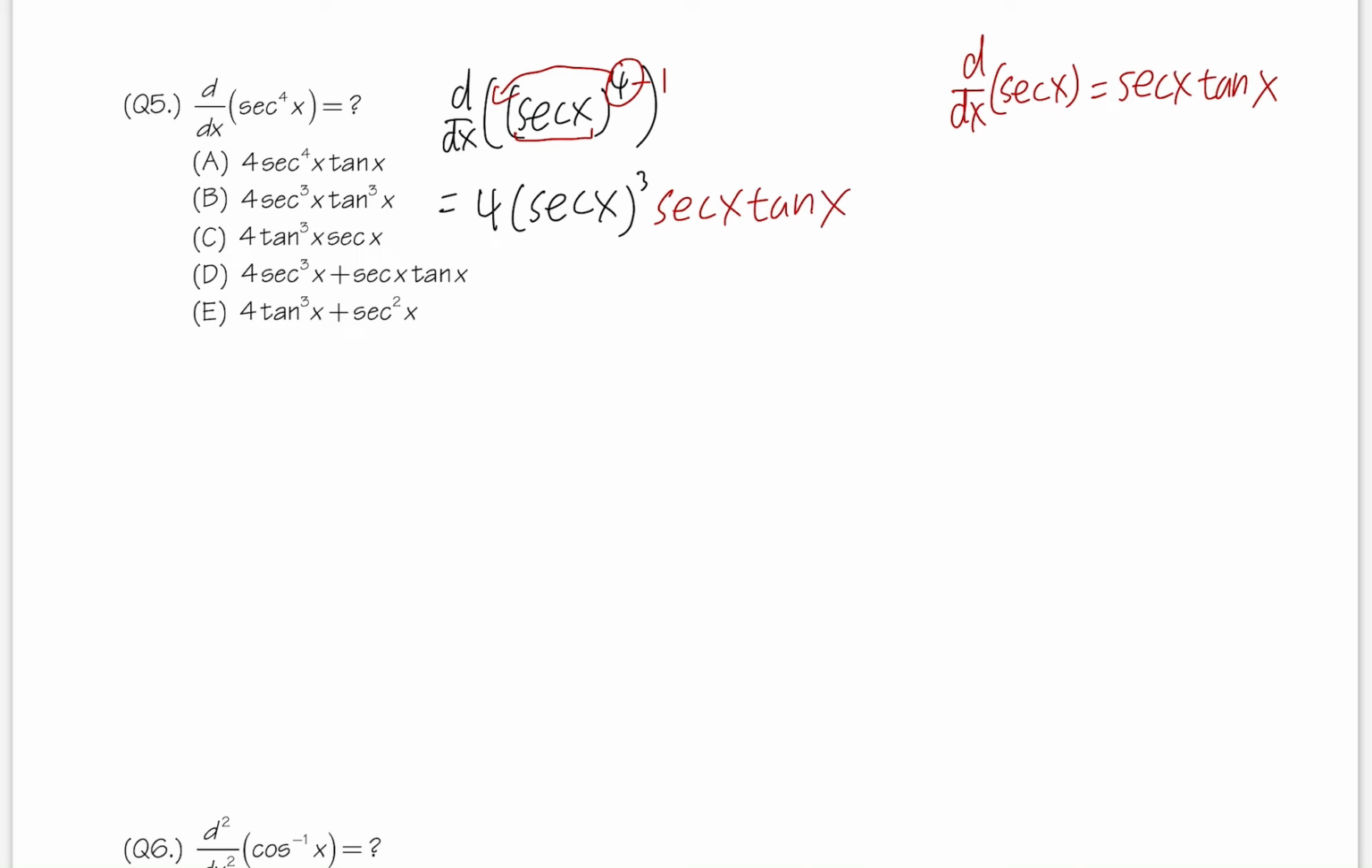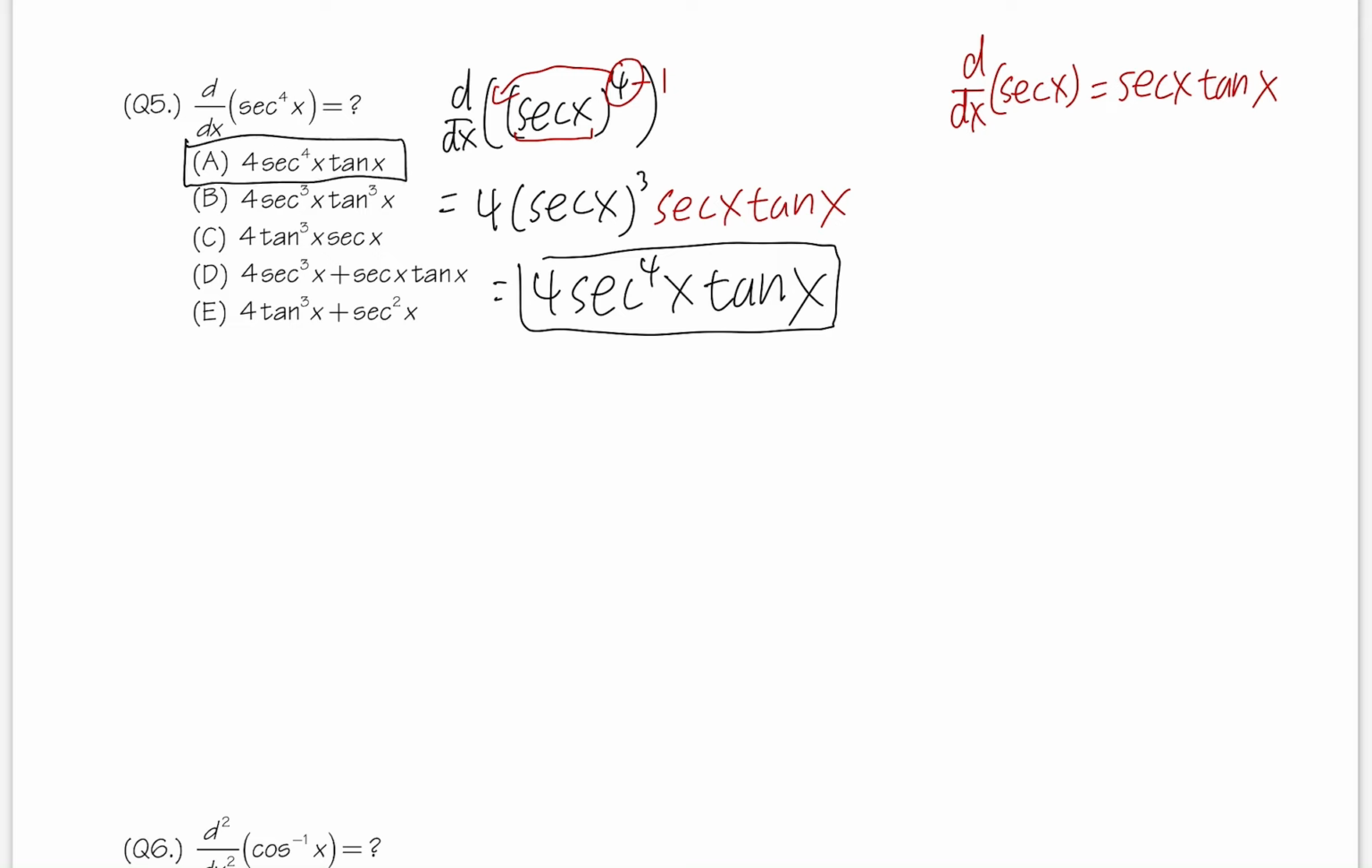But notice, this is to the 3rd power, this is to the 1st power, so together it is to the 4th power. So we can write this as 4 times secant to the 4th power of x times tangent of x. So this is it, and the answer is A.